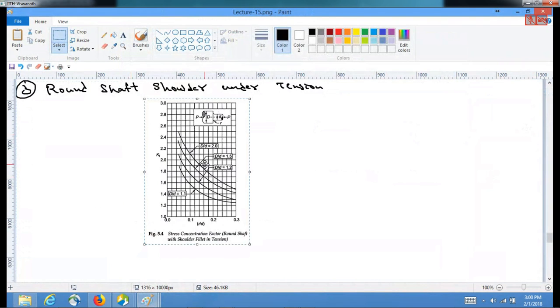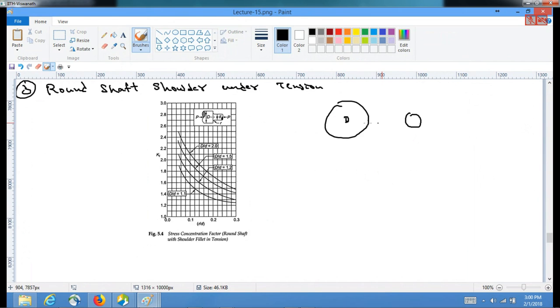This is also pretty similar. The only difference is that earlier both are flat plates joined through a fillet radius, whereas these have circular cross sections. The bigger one, capital D, is a bigger circular section, and this one is a smaller shaft, small d. When they are joined together, again you have a D by d ratio and an R over d ratio at the fillet radius. Depending upon that, you can find the stress concentration factor under tension.